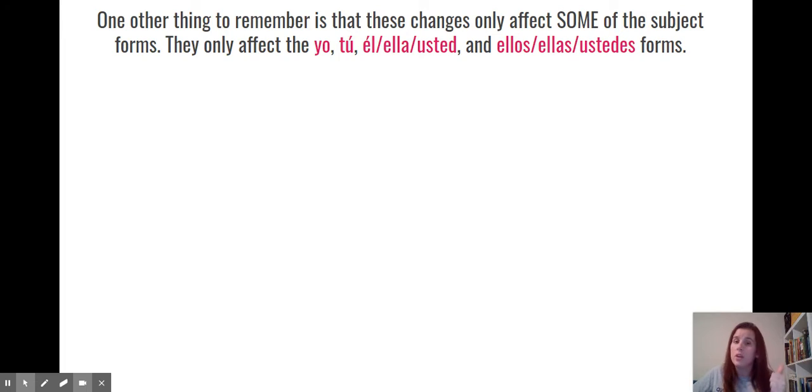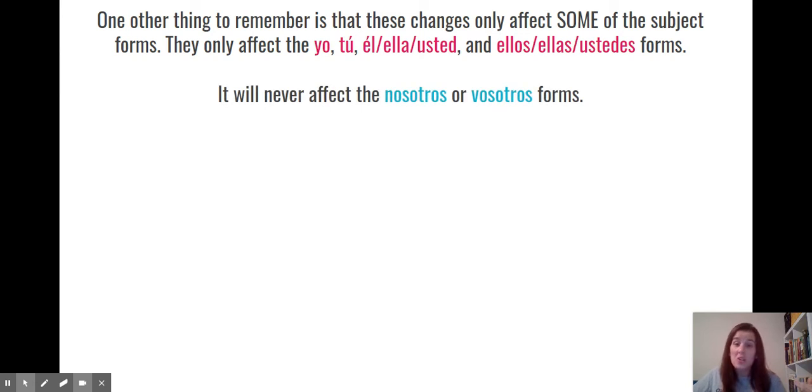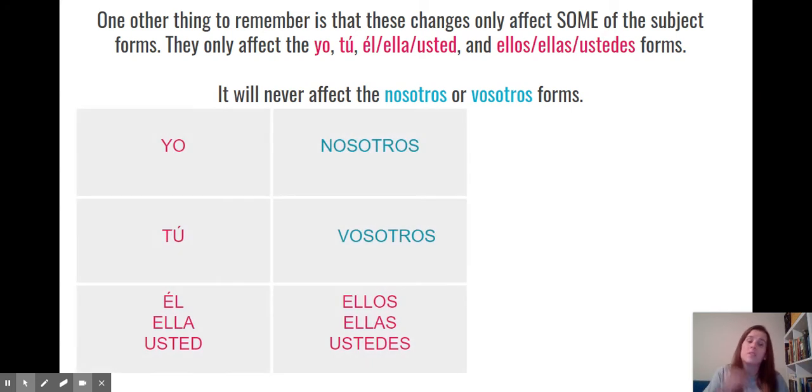One important thing to remember with these changes is that it only affects some of the subject forms. It will affect the yo, the tú, the él, ella, usted, and ellos, ellas, ustedes forms. It's never going to affect the nosotros or the vosotros forms. It just doesn't bother them. It just leaves them alone.